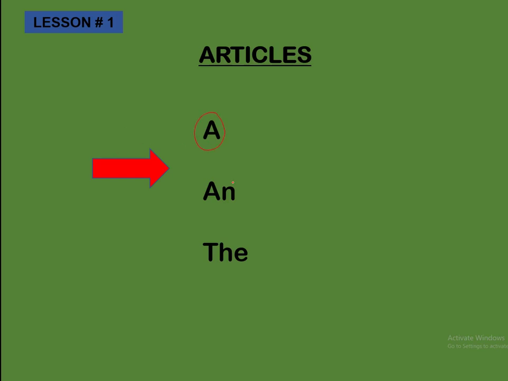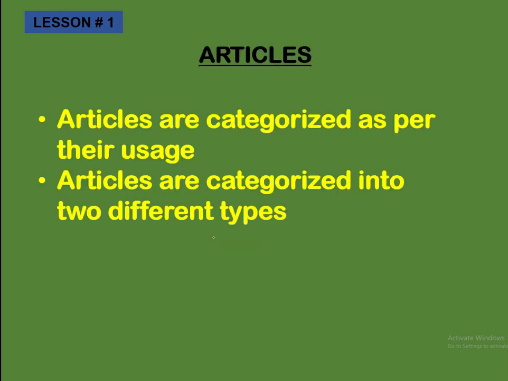So next, articles are of three types. One is a, one is an, and the other is the. So we have three articles in English, which will be used in different sentences.